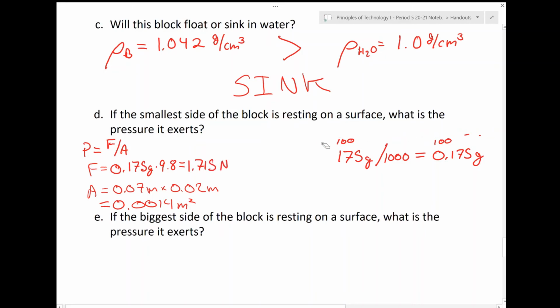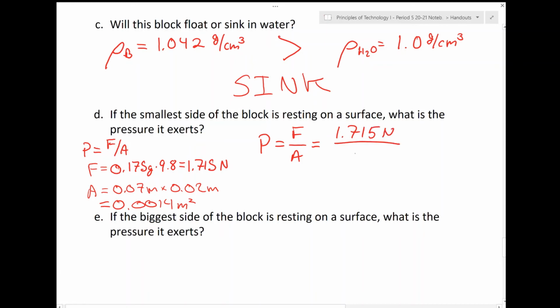Finally, to find the pressure, we take the force in newtons divided by the area in square meters, 1.715 newtons divided by 0.0014 square meters. And we get 1,225 newtons per square meter, which is called a Pascal.